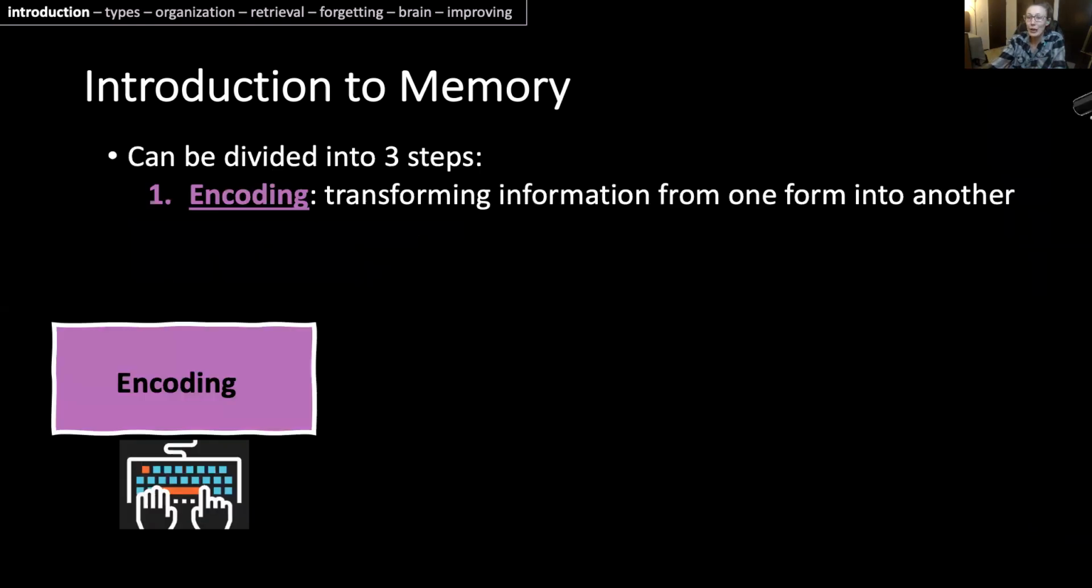Now, there are three main steps involved in memory. The first is encoding, which is transforming that information from one form to another. I like to think of memory as a computer analogy. So if you think of encoding, it could be like you having some idea in your head or some concept you want to write down, and then you type it in order to transform it into text on your screen. So it's transforming information from one form to another.